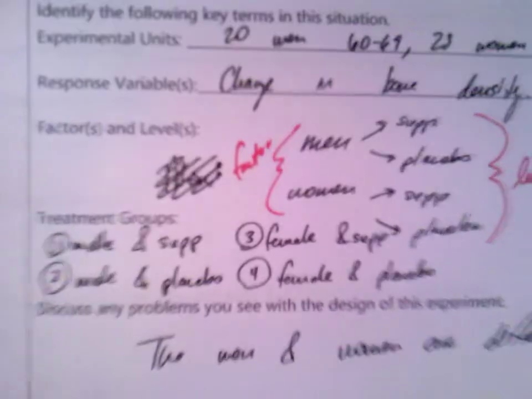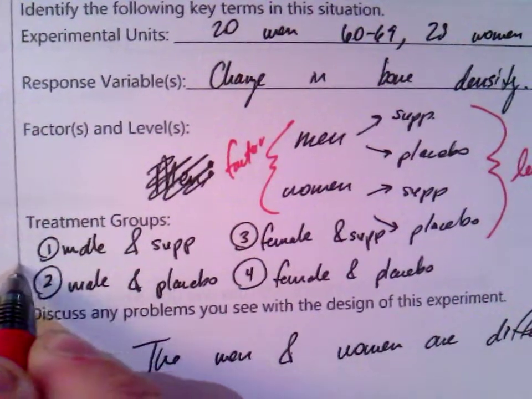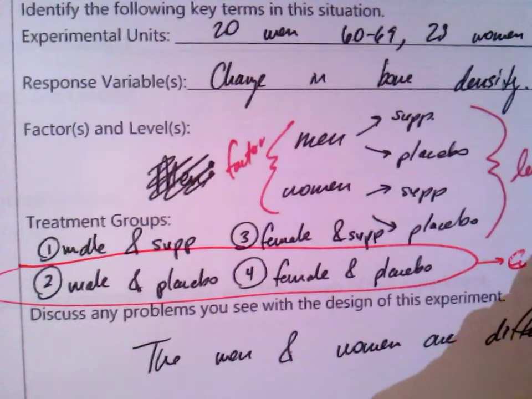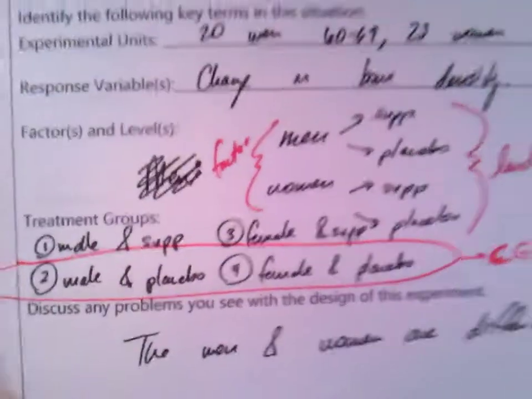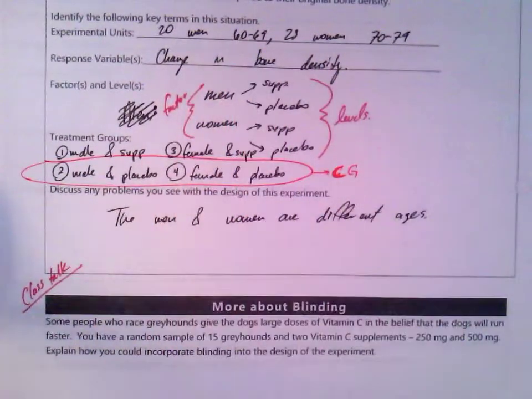Okay, so I have 4 treatment groups: male and supplement, male and placebo, female and supplement, and female and placebo. So we've kind of stratified the groups here, where these two groups would be the control group. And then a problem you could have here, it might not be a problem, but it could be, is the men and women are different ages. They're not off by much, but I don't know anything about osteoporosis. It might actually be significant enough to cause a problem.